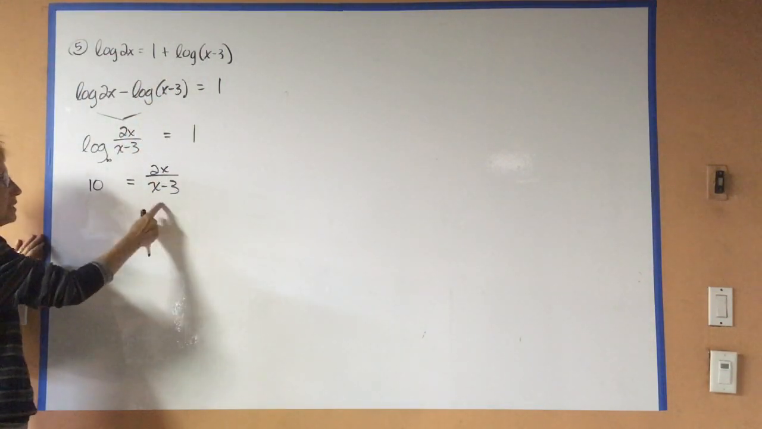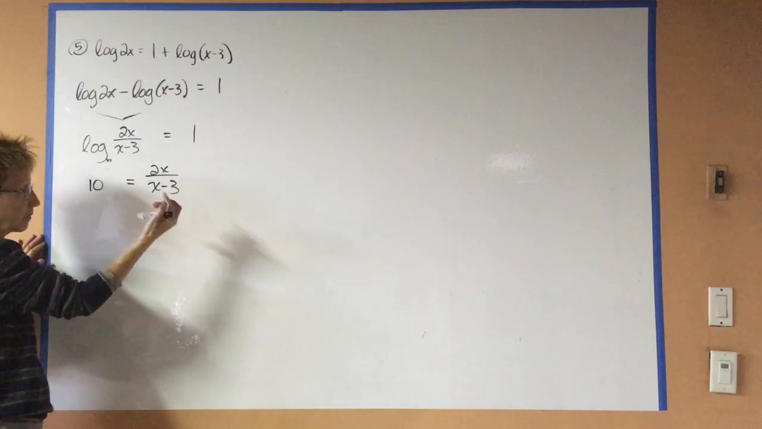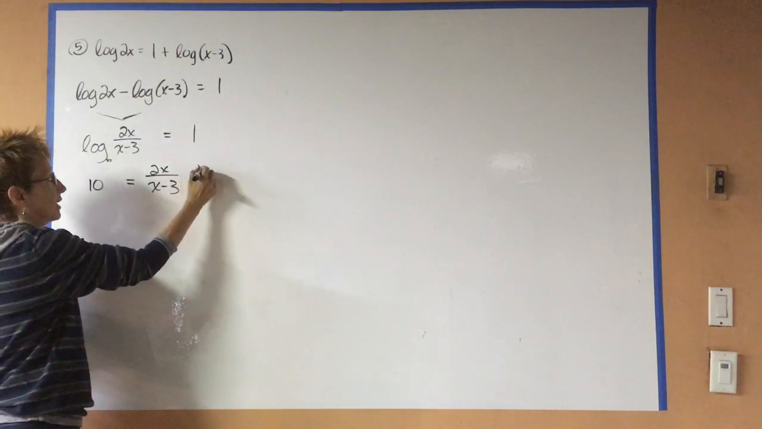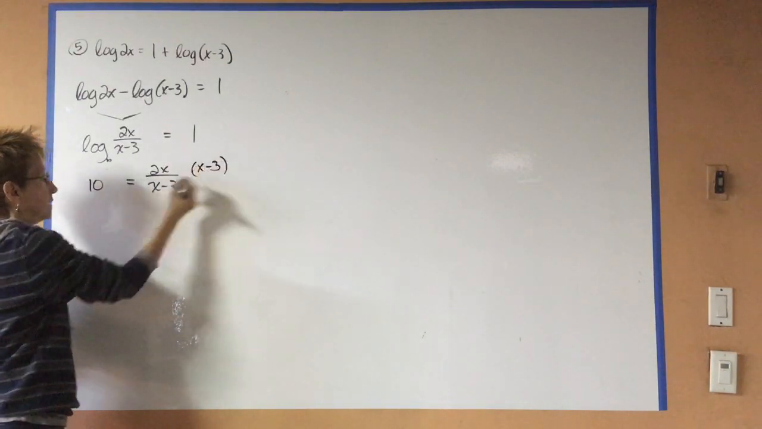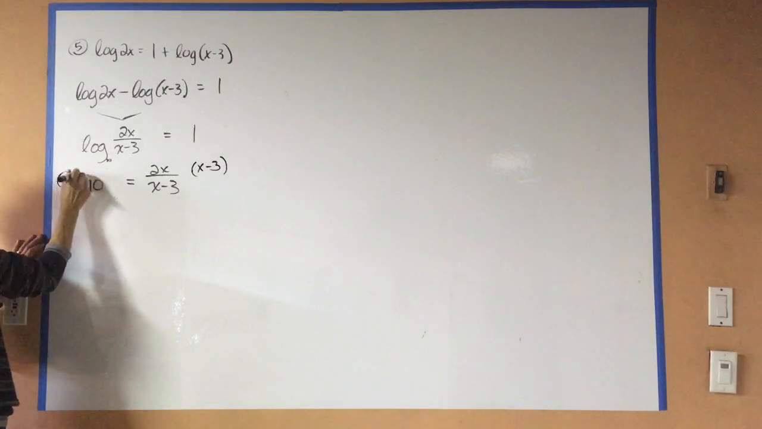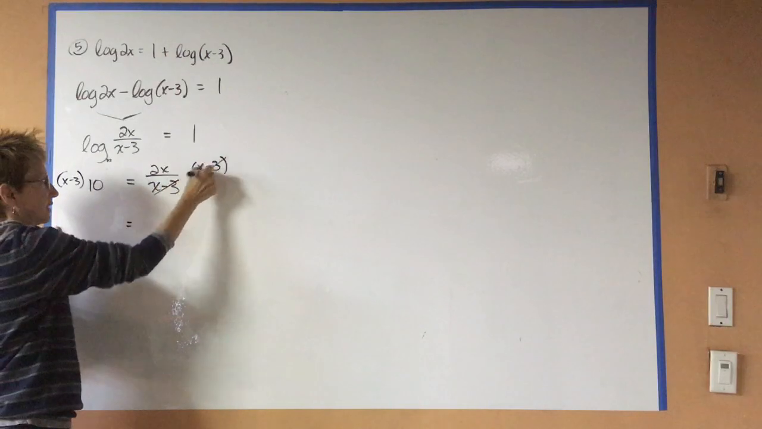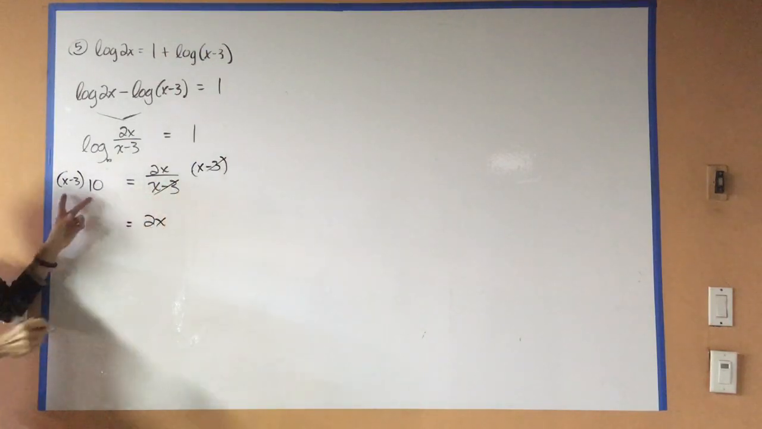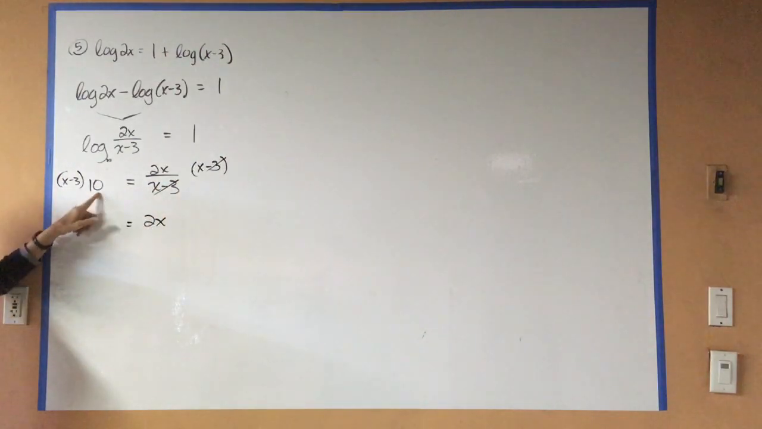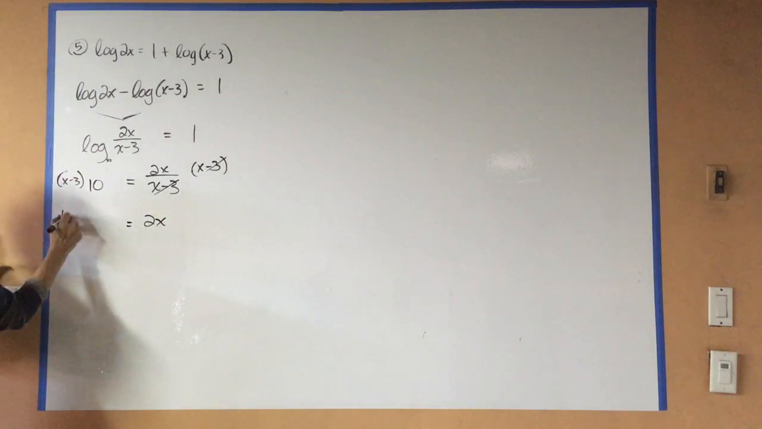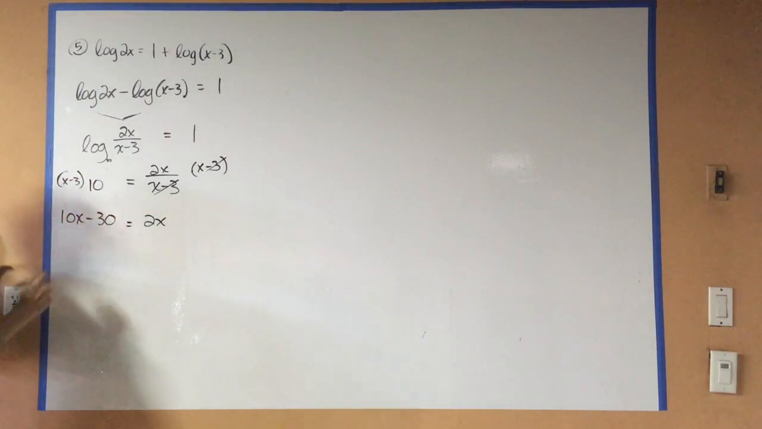How do I deal with this? I'm going to clear the fractions, which means I'm going to multiply both sides by x minus 3. Well, on the right side, the whole point of that was to get these to cancel. I just get 2x. On the left side, nothing cancels, so I need to distribute the 10. So I'll get 10x minus 30.